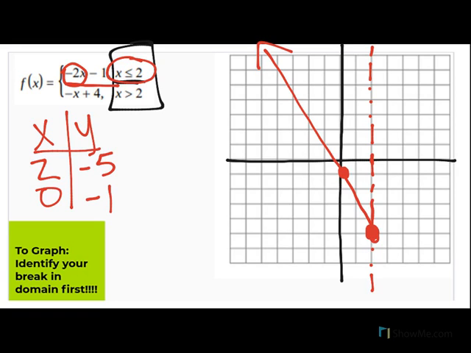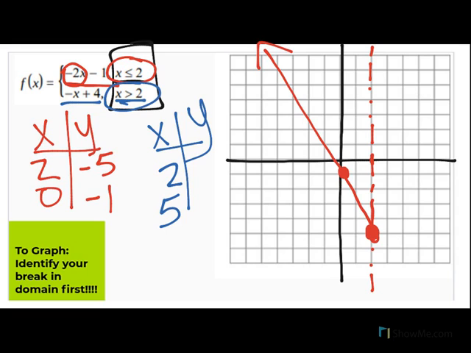Now I'm going to look at the second part of my function, negative x plus 4, and this is the function I use when x is greater than 2. So I'm going to plug in things greater than 2. Now this is the part that sometimes gets a little tricky. I want to still plug in 2, and I'll choose something else. Now, yes, 2 is not included. It's just greater than, not equal to. But that's where we do the open circle thing like we did with inequalities.